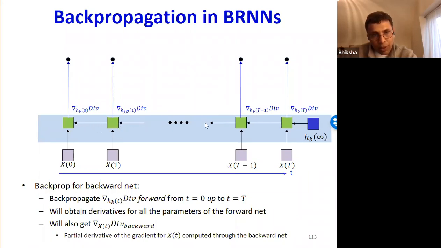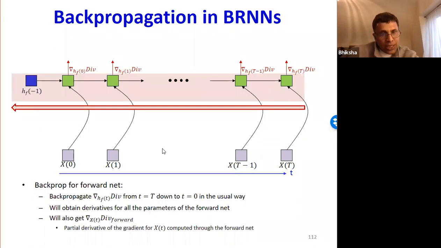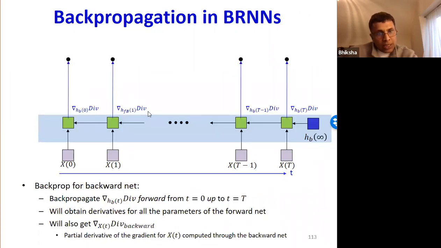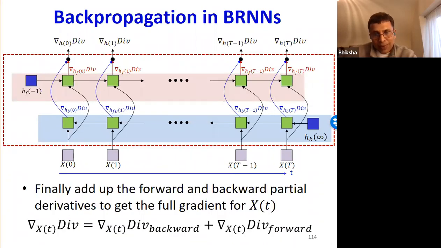As a result of this backprop, you're going to get the derivatives for all of these weights, including the weights which connect the input to the backward layer. And you're going to get a partial derivative for the input itself. Now remember, you got partial derivatives both from the forward network when you did backprop on it, and from the backward network when you did its own equivalent of backprop. And so to obtain the derivatives for the input, we are going to have to add up the partial derivatives for the input obtained from the forward network and from the backward network.